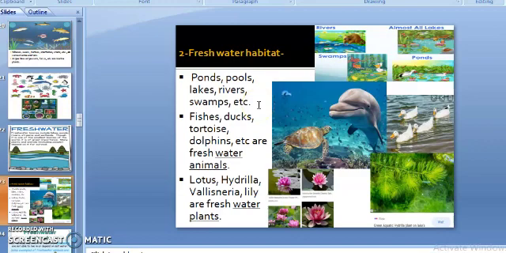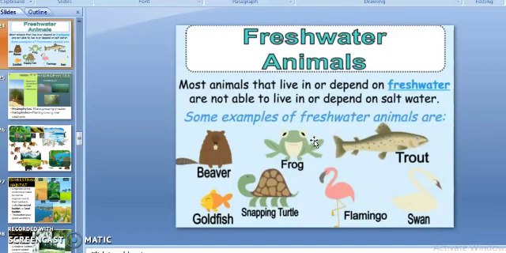Now see a few examples. Lotus, hydrilla, Vallisneria, lily are freshwater plants. And freshwater animals are fishes, ducks, tortoises, dolphins. These are freshwater animals. Look at these pictures. Some more freshwater animals are over here in these pictures. Trout, goldfish, turtle.